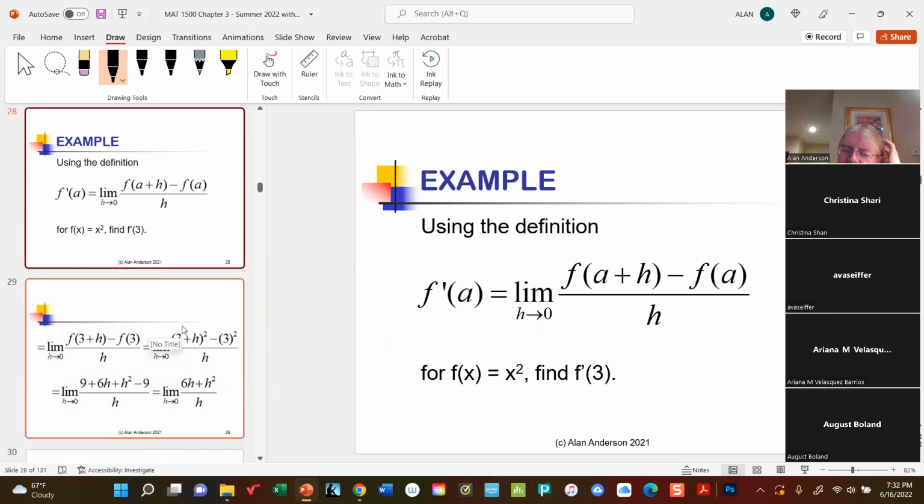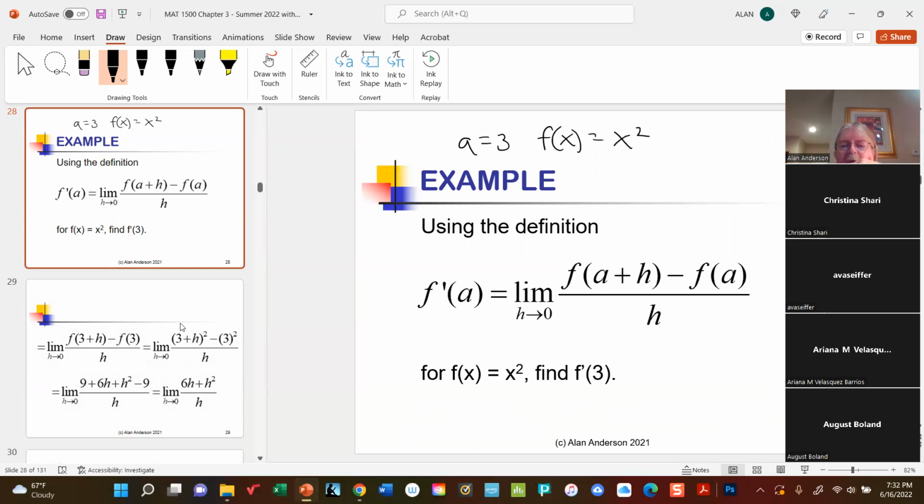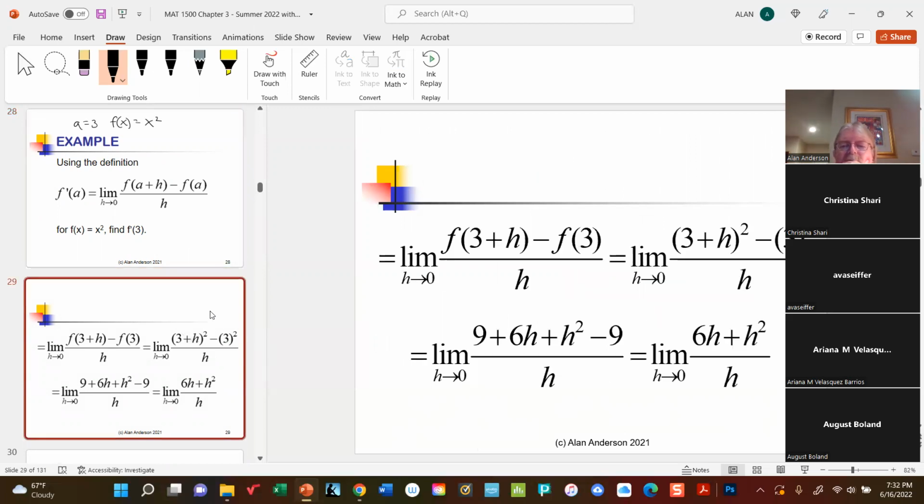Okay, so for this approach, once again, remember that a is 3, f of x is x squared. So we'll plug in the numbers and go through all the same steps we had before. And here at the end, you can see that we have a lot of cancellation. These drop out. This reduces to the limit as h goes to 0 of 6 plus h, which is just 6 because h goes to 0.